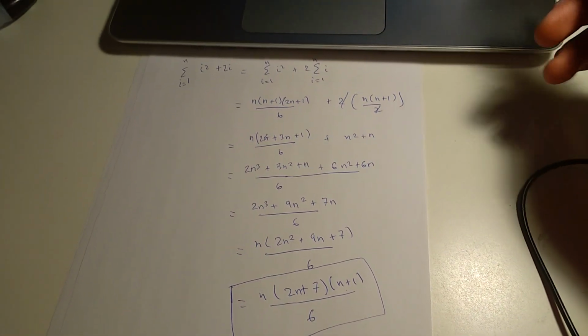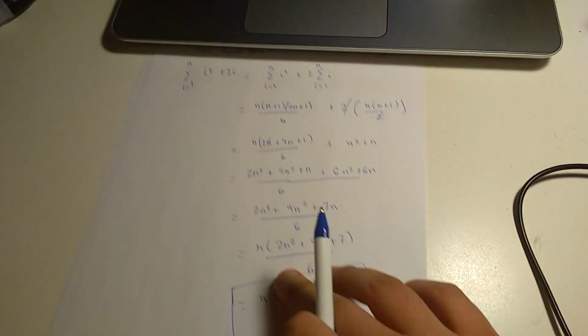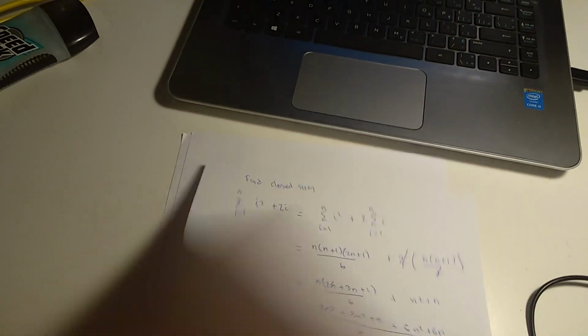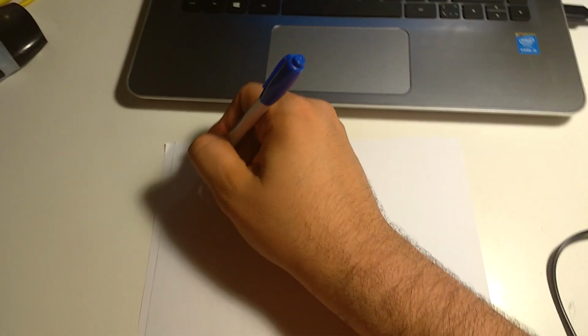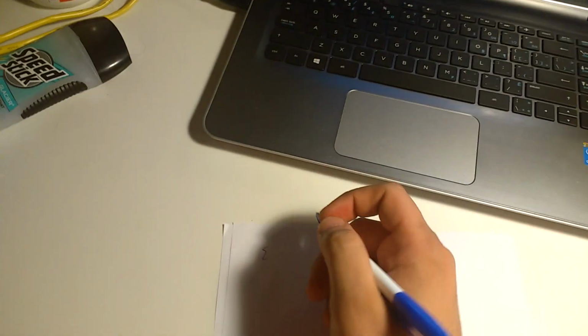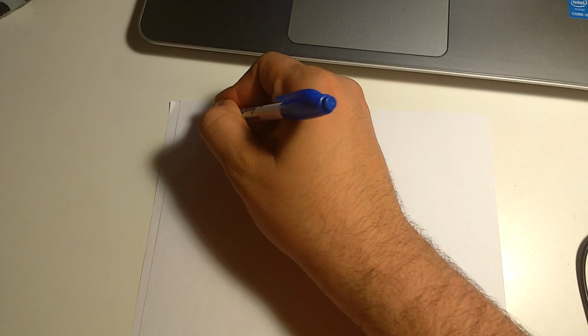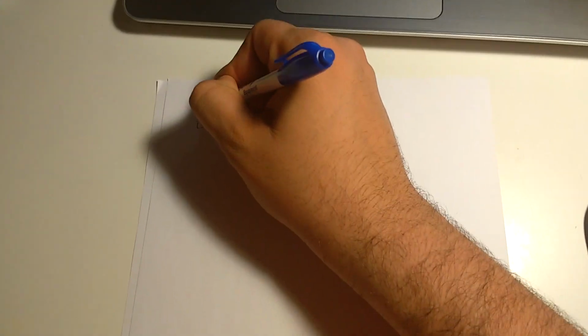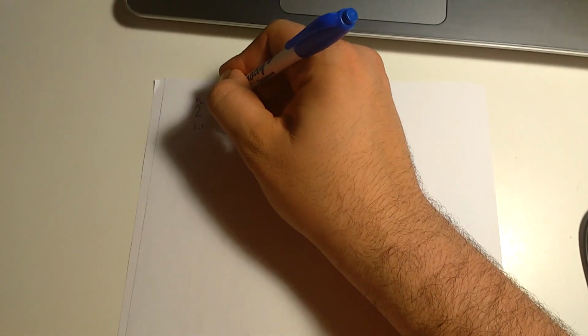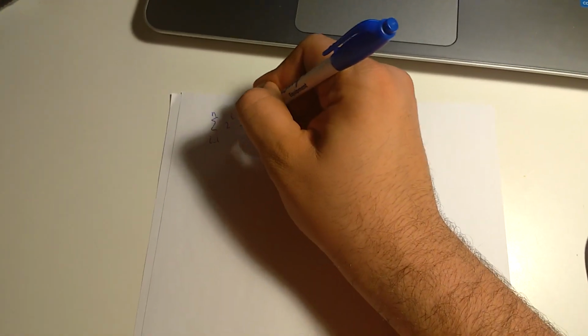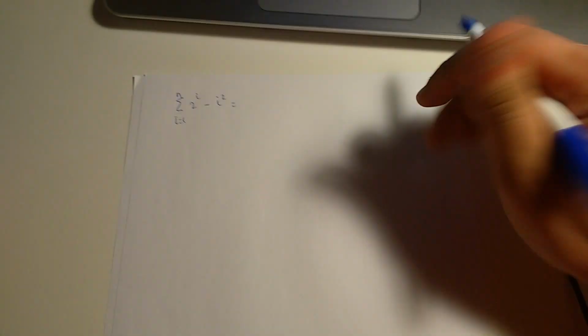So that's the first example. Let's go through another one. The other example is slightly more difficult. It's going to be the sum of 2 to the i, subtracted by i squared. So this is the example we're going to do.